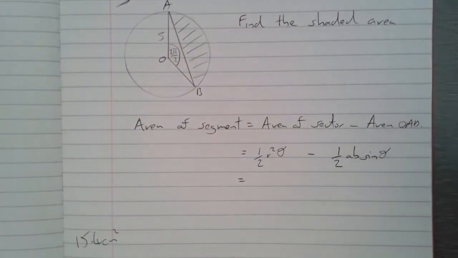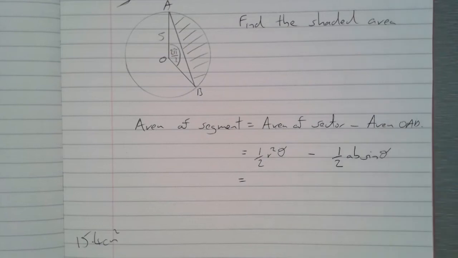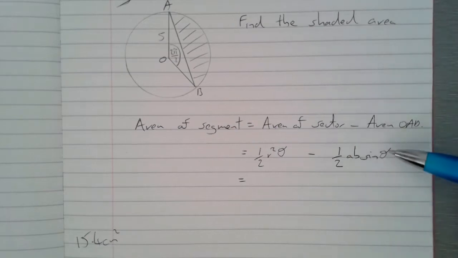Okay, so hopefully you've written down the formulas first before you substitute anything in. Half r squared theta is the area of the sector. Half AB sine theta is the area of this triangle here. You don't have to do any jiggery-pokery with this formula. You just need to make sure that your calculator is set in radians, not degrees.